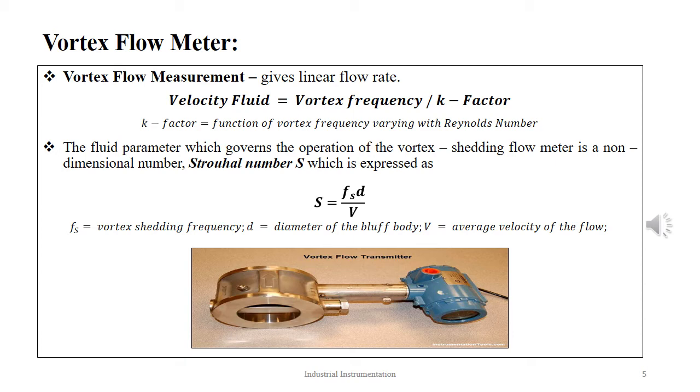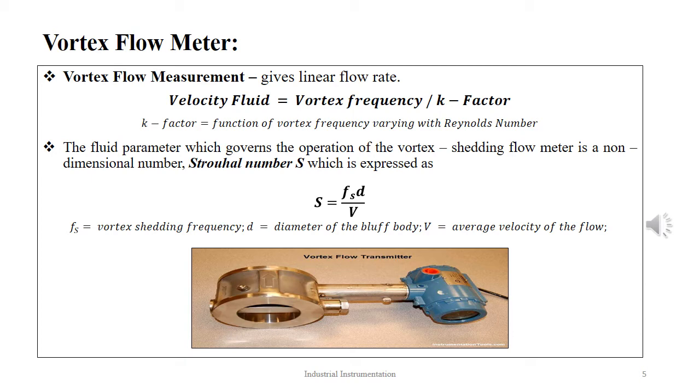From the previous slide, we know that the fluid velocity is given by the formula velocity of fluid equal to vortex frequency by K factor. The K factor varies with Reynolds number, however it is virtually constant over a broad range of flows. Vortex flow meters provide very linear flow rates when operated within the flat range.